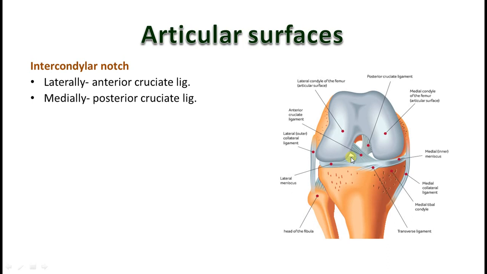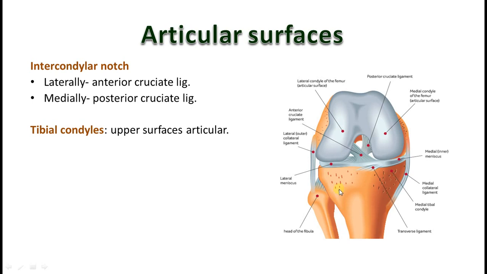So where are they attached? They are attached to the intercondylar area. So laterally anterior cruciate ligament, medially posterior cruciate ligament. Or to put it in other words, the anterior cruciate ligament is attached to the lateral part of the medial condyle, and the posterior cruciate ligament is attached to the medial part of the lateral condyle.